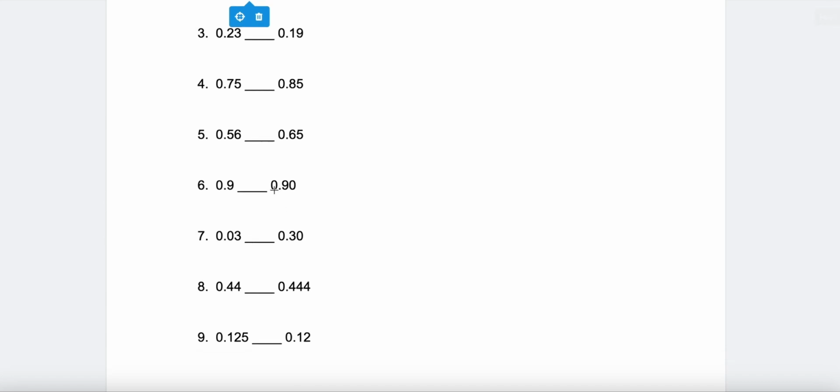And 5. Number 6. So 0.9 and 0.90. They're both 9s, right? But this one just has a 0 at the end. But does 0 really mean anything? Because 0 actually means nothing. It's just there. You don't count that as a number. So they are going to be equal to each other.